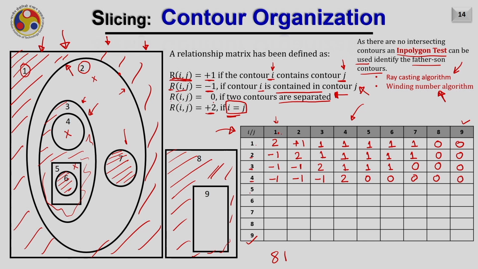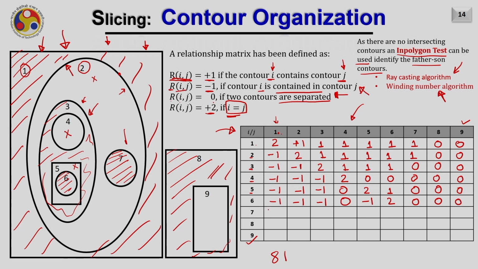Now, let us consider the fifth contour. Fifth contour is inside 1, fifth contour is inside 2, fifth contour is inside 3, it is separated from 4, and for 5, 5 I need to write 2, and it is containing 6th contour, hence 1 here, and 0 for 7th, 8th and 9th. Now, let us consider the 6th contour. It is inside 1, it is inside 2, it is inside 3, it is separated from 4, hence 0, it is inside 5, hence minus 1, and for 6, 6, 2, and then it is separated from 7, 8 and 9.